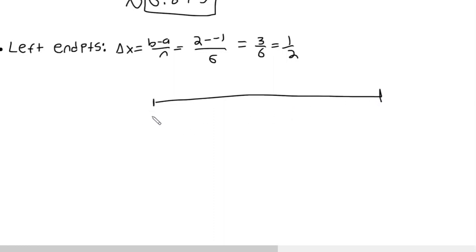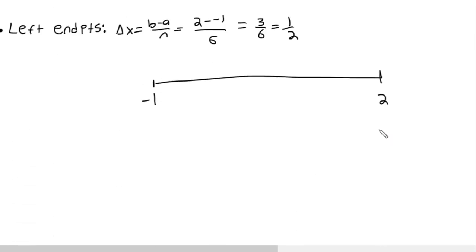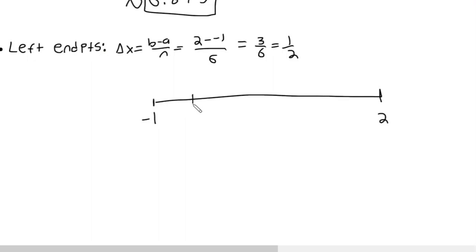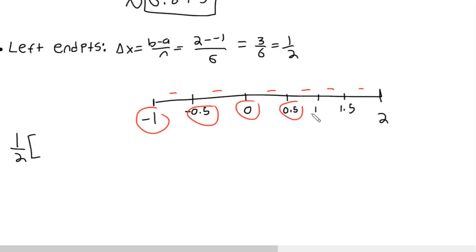So I'm just going to draw my number line one more time. So negative 1 to 2, just like we did up here. And we're going over 1/2 each time. So negative 0.5, 0, 0.5, 1, 1.5. So now we just have to use our formula. So 1/2. And now we have to pick which points we're going to use. Well, we're using the left endpoints. So again, look at these little subintervals. I'm going to use this one, this one, this one, this one, this one, and this one, and not the two because I'm using the left part of each of these little subsections.